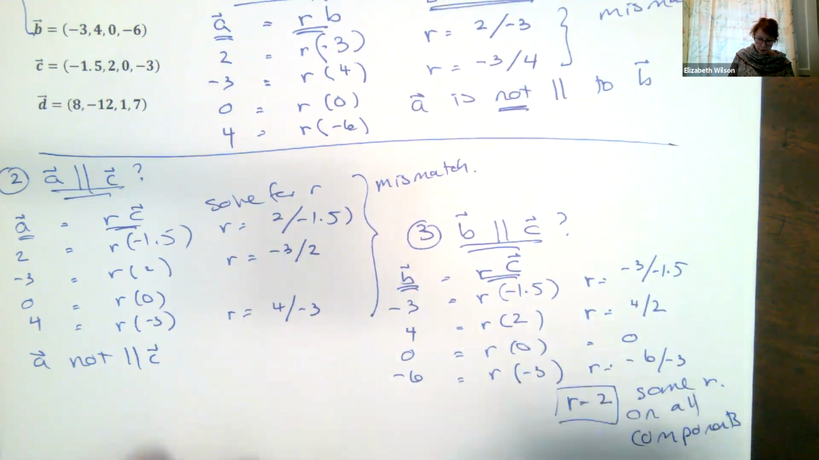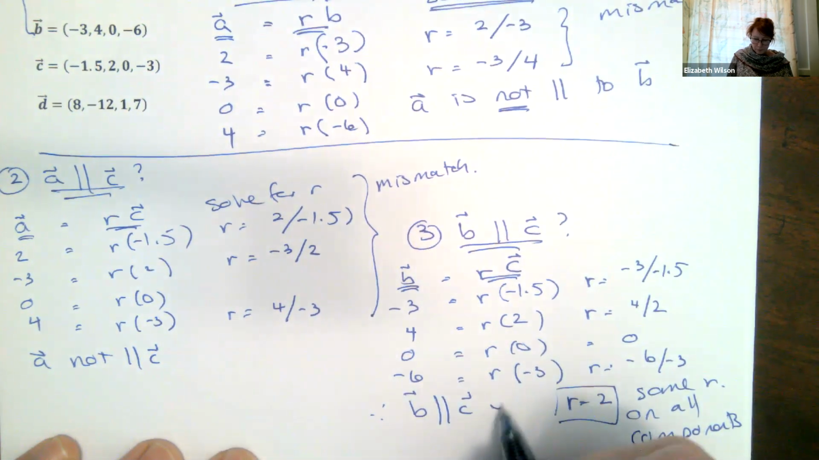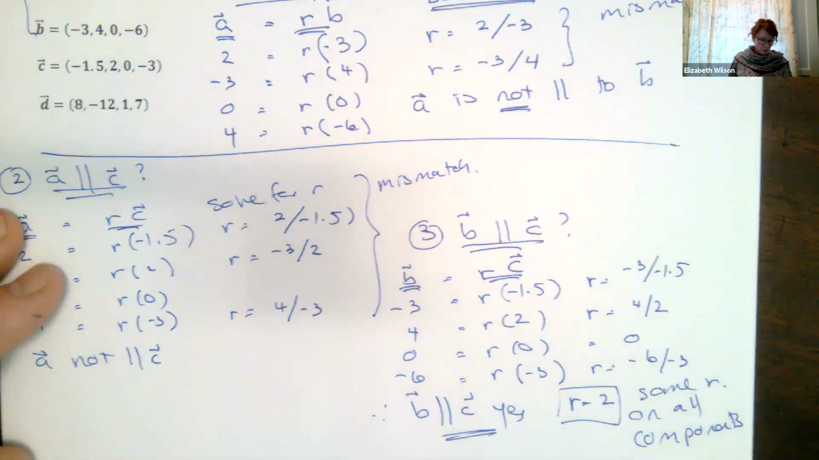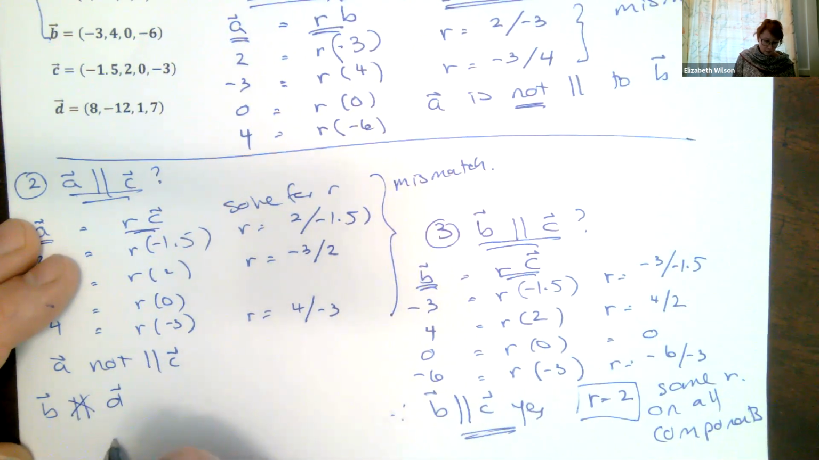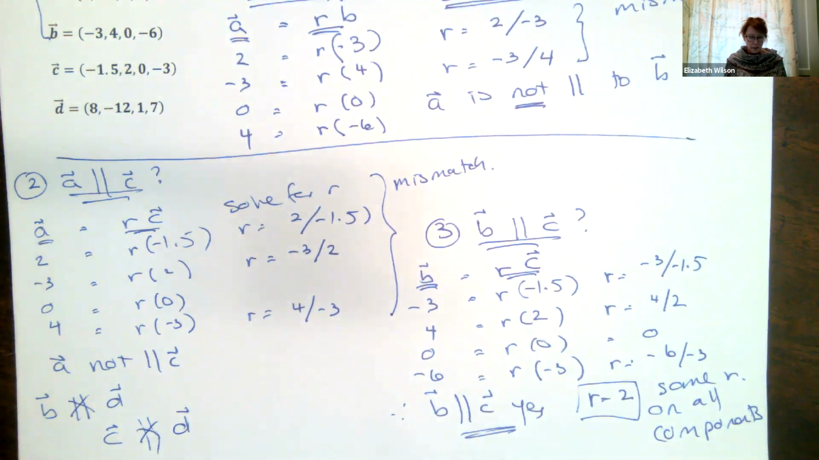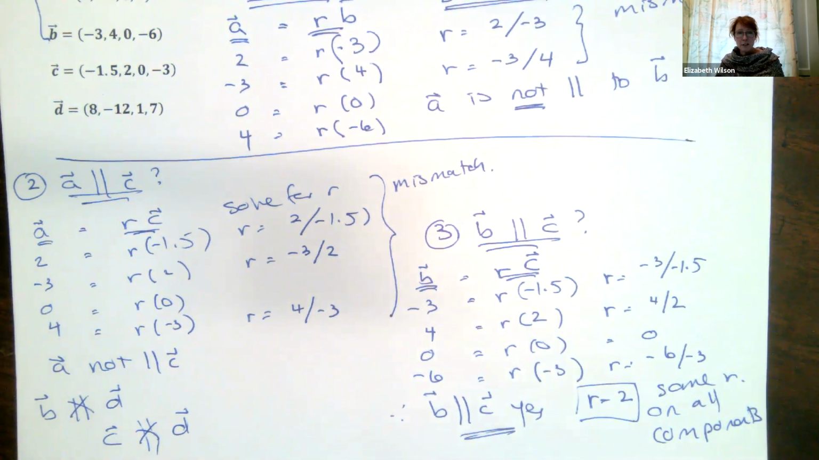So therefore I can conclude that B is parallel to C. The other ones are not. B is not parallel to D, and C is not parallel to D. You can go ahead and prove those to yourself. I'm going to skip for time purposes. You have to check each component to make sure.